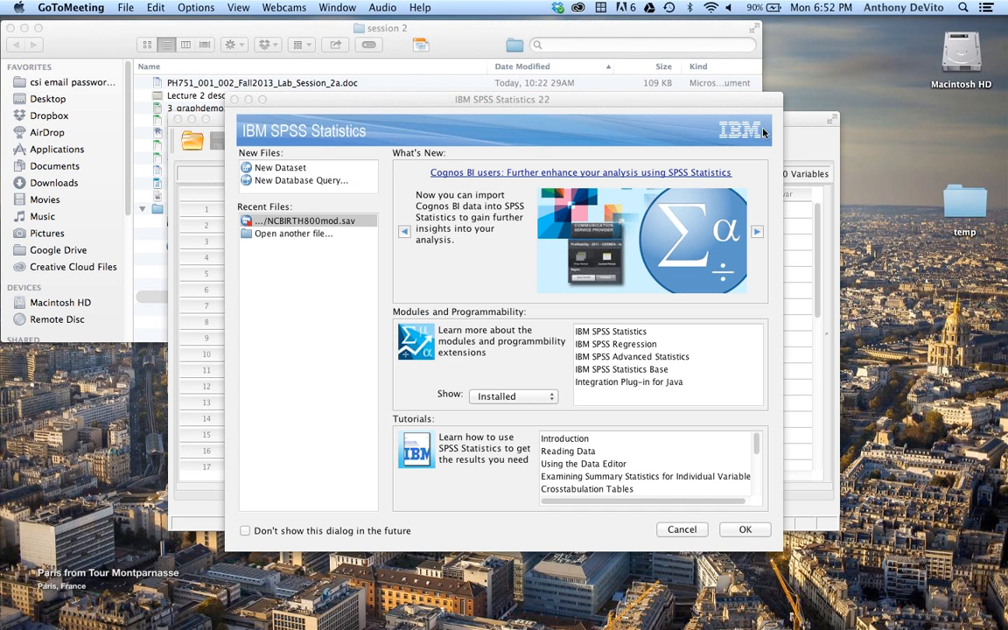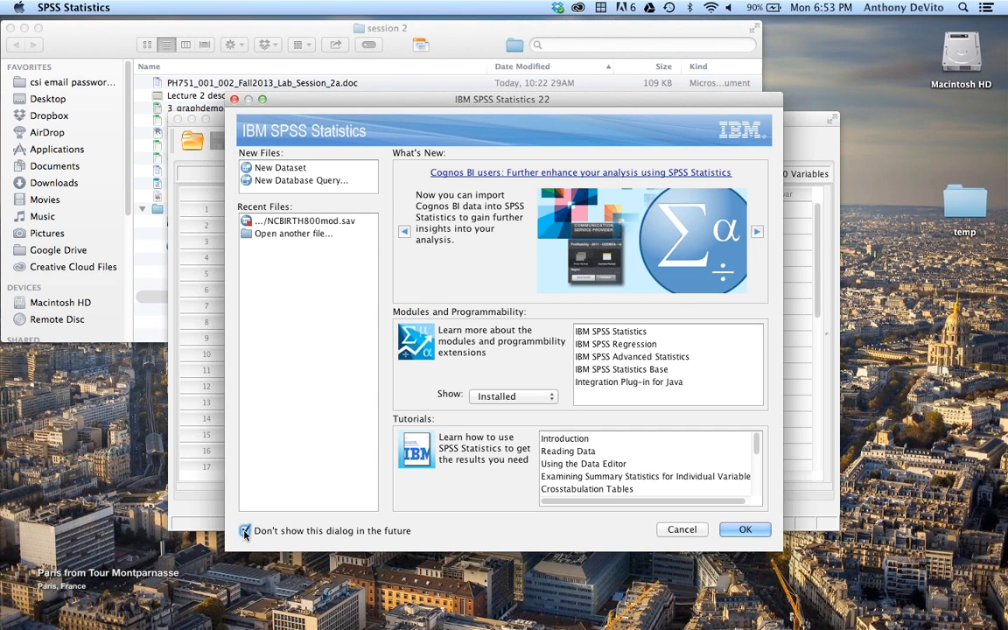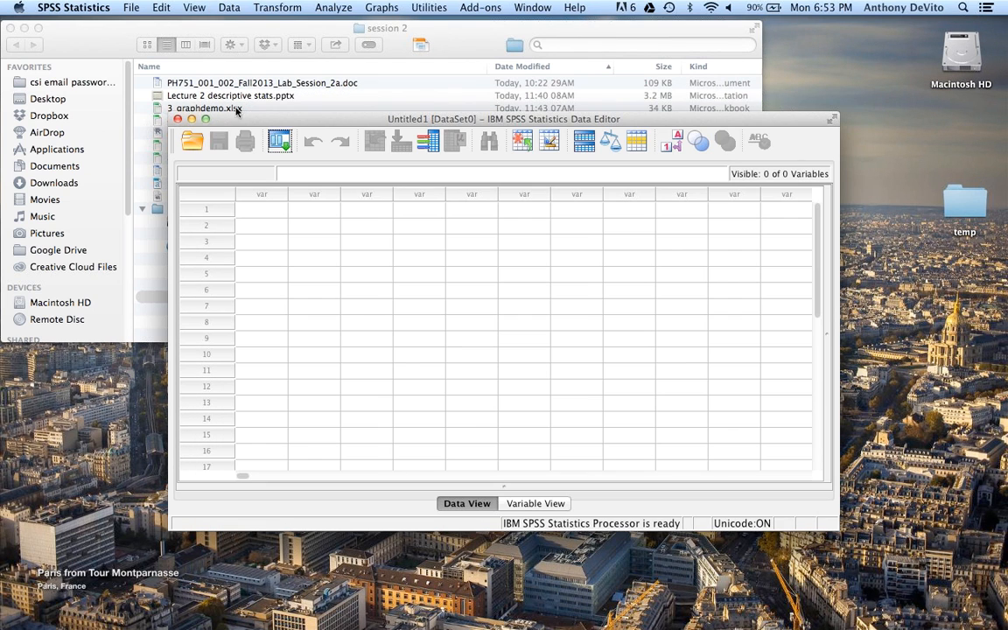Okay, good. So it opens up with this. Usually I just leave this on here because I wanted you to see it. Usually I click off this box not to show it again, but it's a setup box where you can tell it to open an existing file, open host files, start a new data set, and so on. Usually I just cancel out of that, and I use the menus.